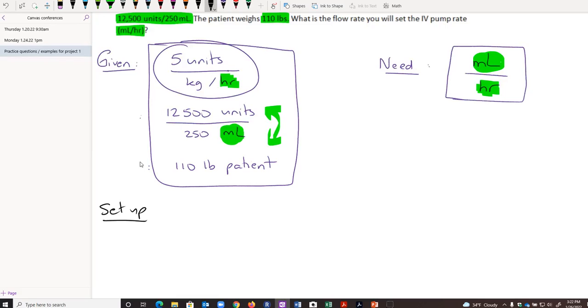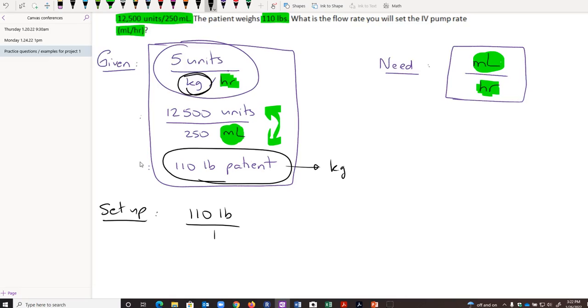We can probably start with the weight of the patient, right? So we have 110 pounds. In order to cancel that out, we have to have pounds somewhere else, or another unit of weight or mass. And the only other unit of weight or mass that we see is this one up here, kilograms. Pounds and kilograms don't cancel. We would need to convert, first of all, the pounds into kilograms, right? And that relationship is 1 kilogram is equal to 2.2 pounds.